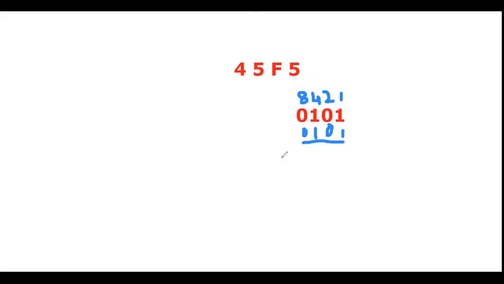Now comes F. How will I represent F? F is nothing but 15. Correct? So 8 plus 4 is 12, 13, 14, 15. So it will be four 1s. Correct? Again, 5 will be 1, 0, 1, 0 if you look at it in reverse.